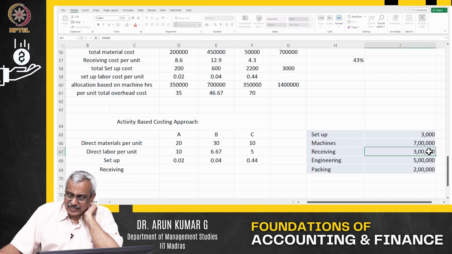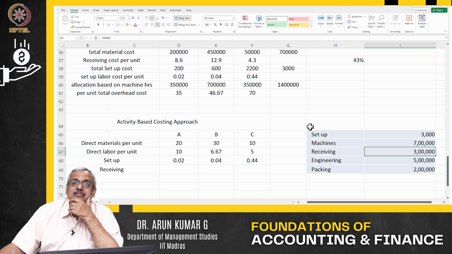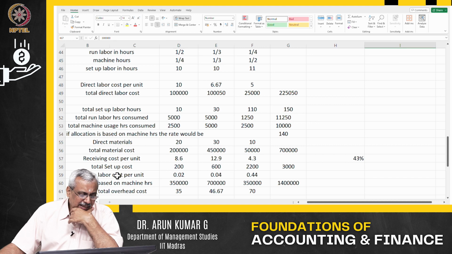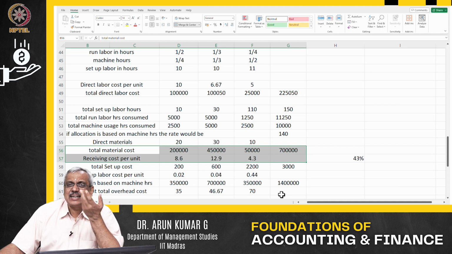I am spending about 300,000, that is about 3 lakhs, on receiving. Now, unlike the earlier case, where the cost was related to the machine, which is 43% of my material cost, my receiving need not have anything to do with the material cost.